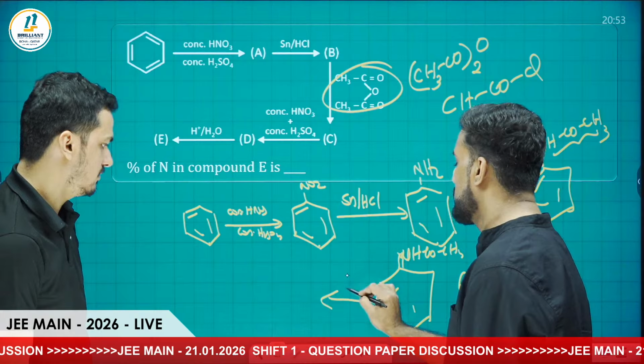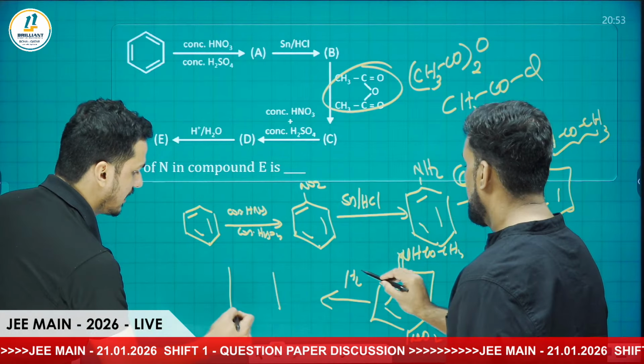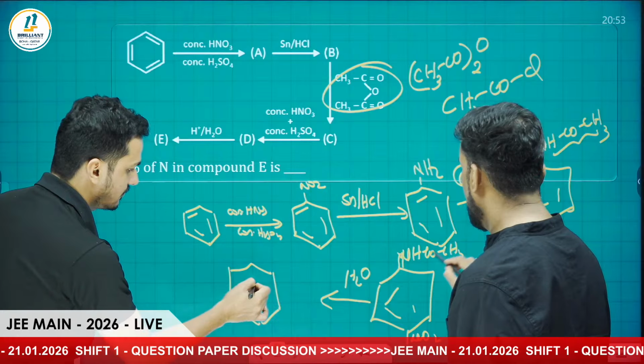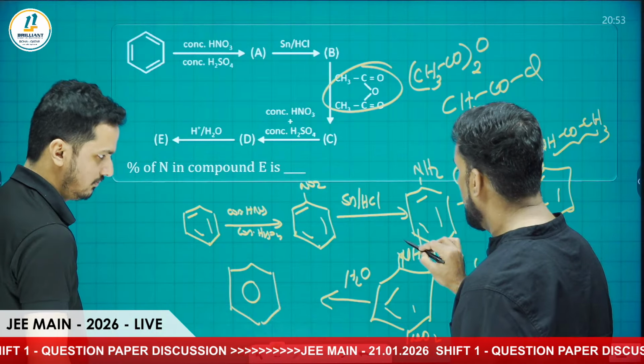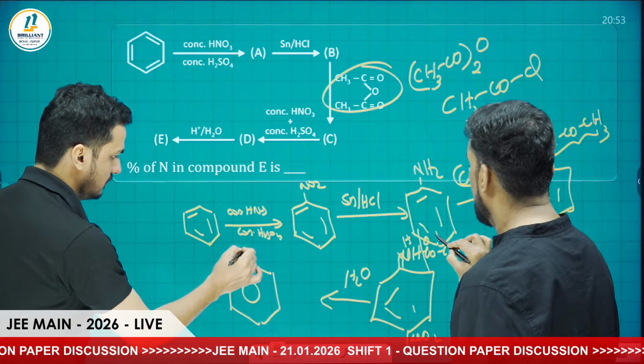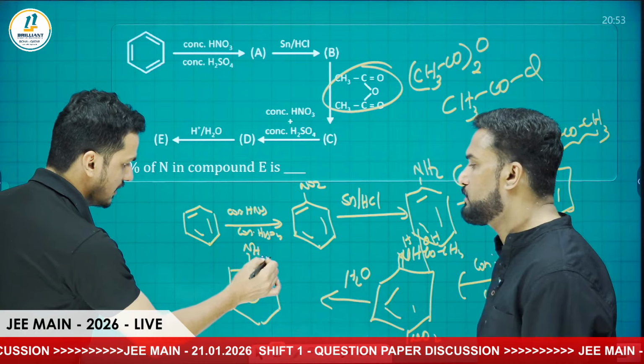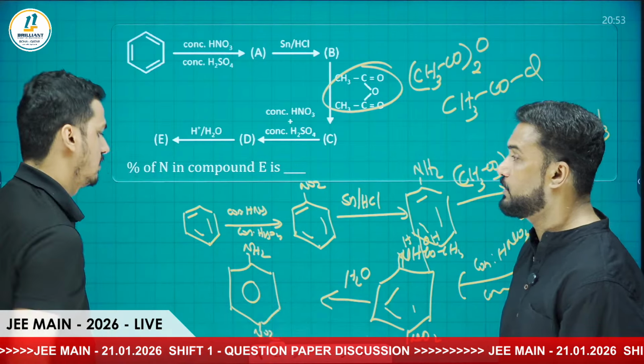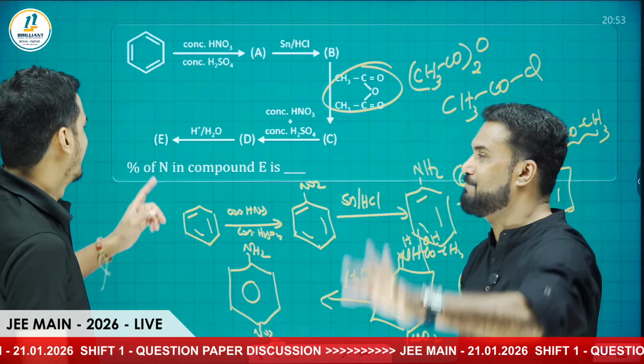On hydrolysis, you know that we will get para-nitroaniline. Hydrolysis means the bond will break. H will come over here and OH over there, so we will get NH2 with NO2 at the para position. The question is something you have to keep in mind.